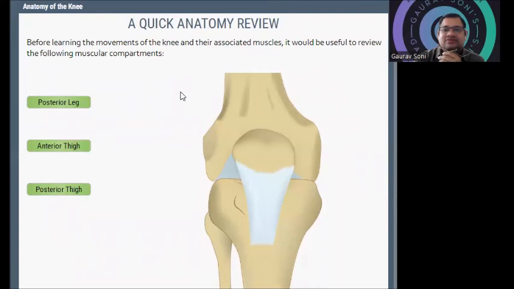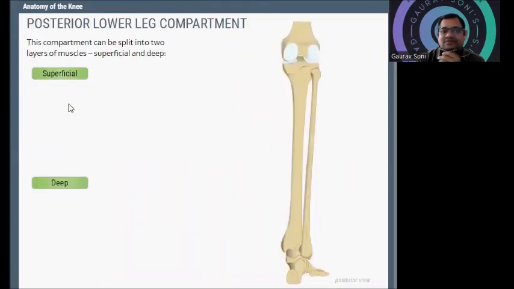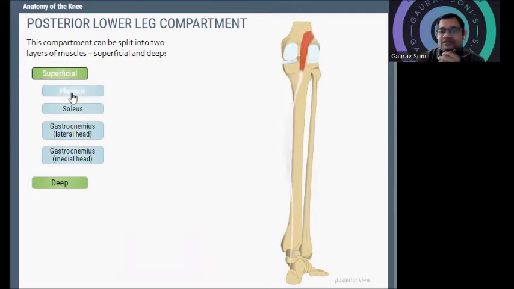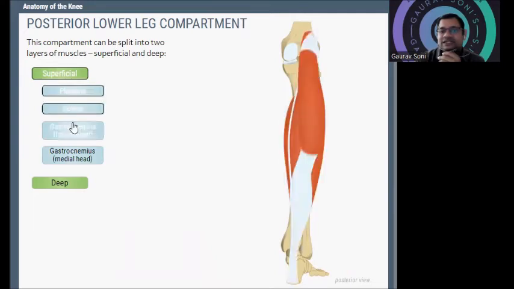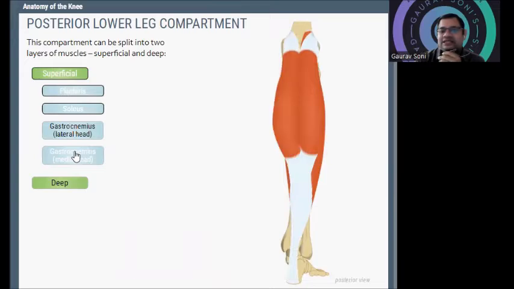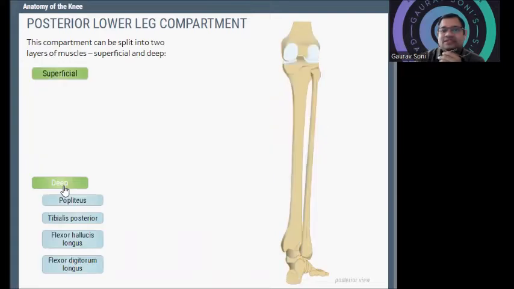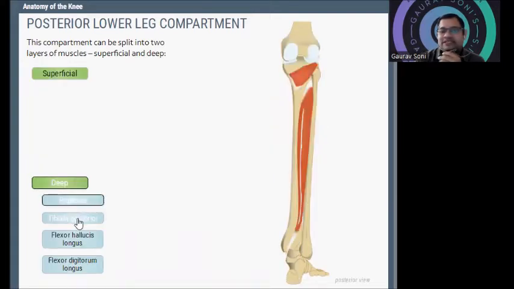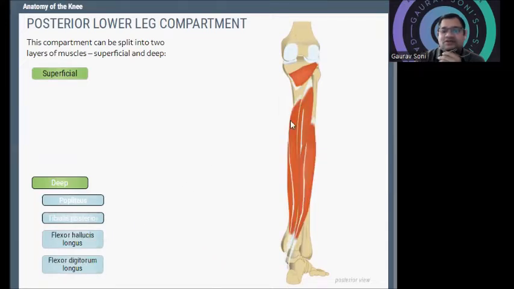Next, we have to just review something, especially for the movement of knee and their associated muscles. There is posterior leg. This component can be split into two layers of muscle, superficial and deep. There is plantaris muscle, soleus muscle, gastrocnemius having two heads, lateral head and medial head. This is how the superficial layer of posterior leg is formed. Then there is deep layer having popliteus, tibialis posterior, flexor pollicis longus and flexor digitorum longus. So these are some muscles which are present in the leg region.